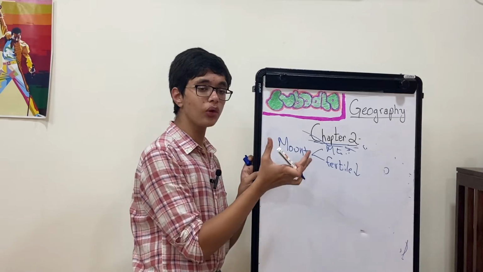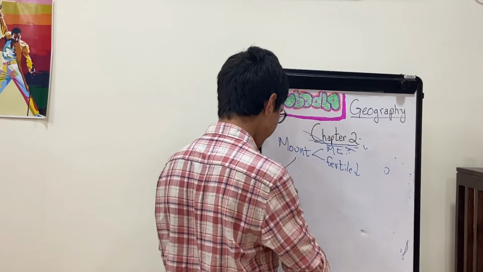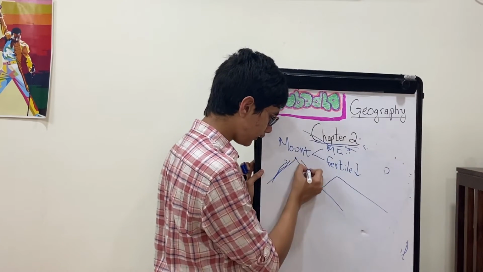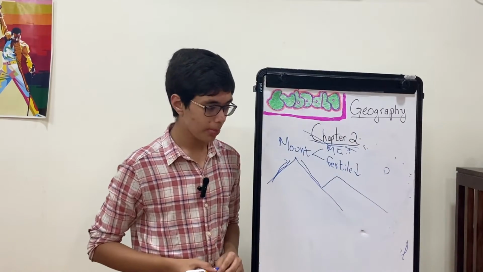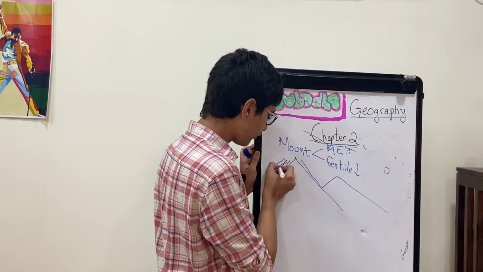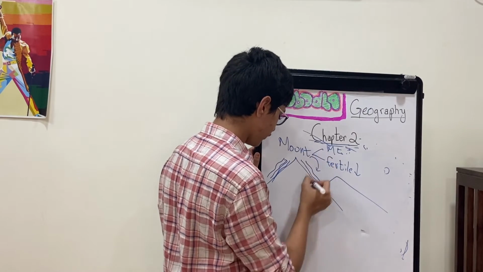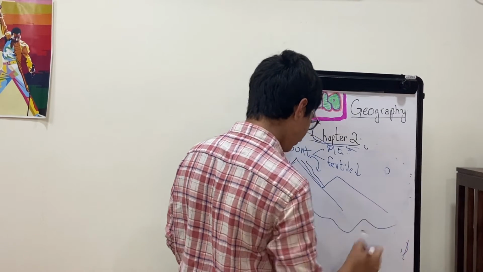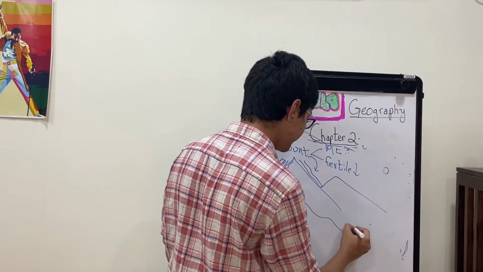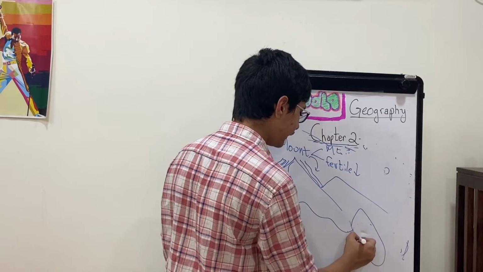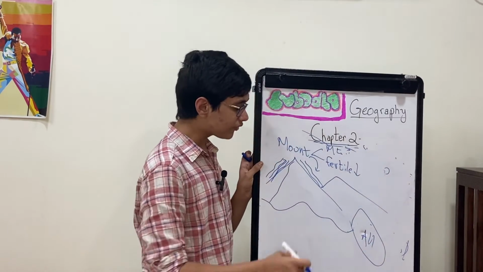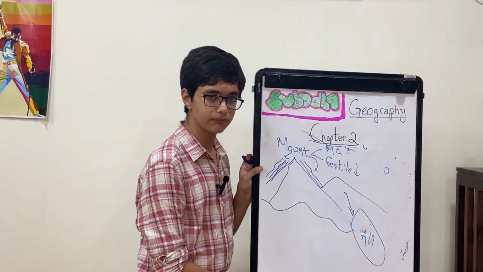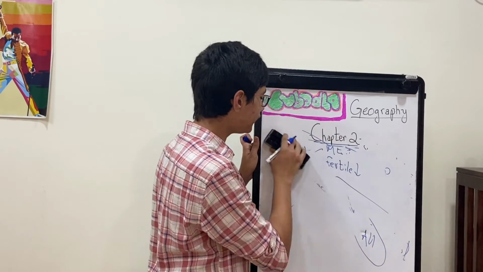Now, keep in mind that mountain soil is different from alluvial soil. If this is my Himalayan ranges, let's say, then the soil that is found over here is mountain soil. But from here, let's say there's a river flowing. And the soil found around here, somewhere near the river, is alluvial soil. So alluvial soil is found downstream, whereas mountain soil is found upstream. So that's the difference. And so mountain soil lacks fertility.